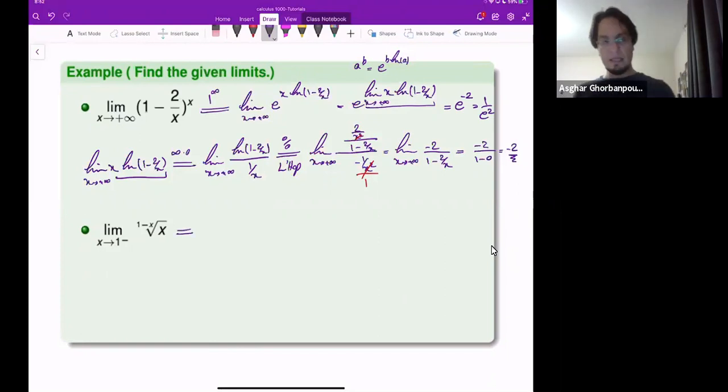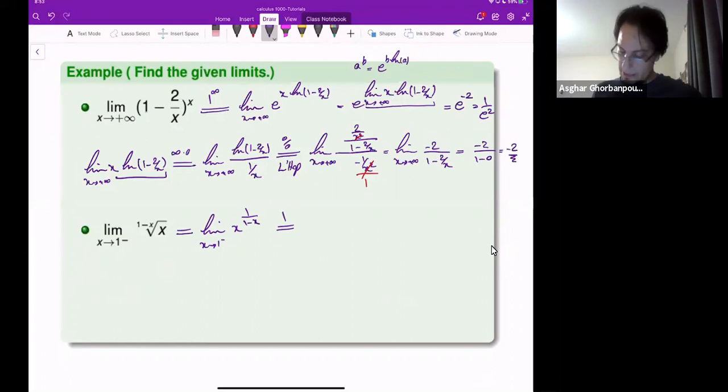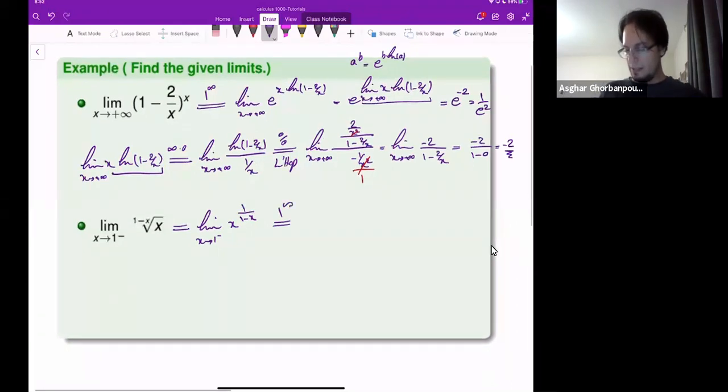The second limit, well, remember that nth root of something is that something to the power 1 over n. So here, we have x to the power 1 over 1 minus x. And right away, as x goes to 1 from the left, you see that the base has limit 1, but the power has limit 1 over 0 from the positive side, which is infinity. 1 to the power infinity.